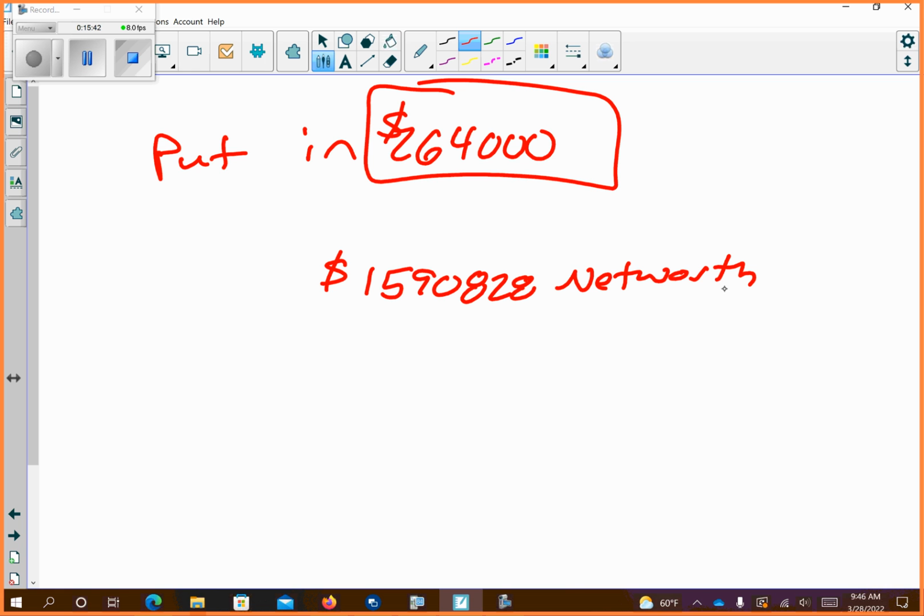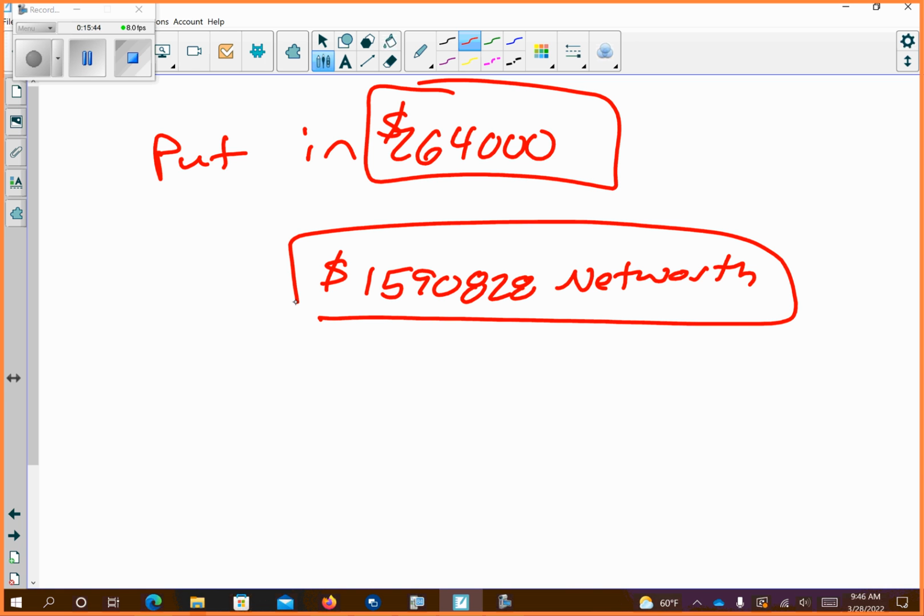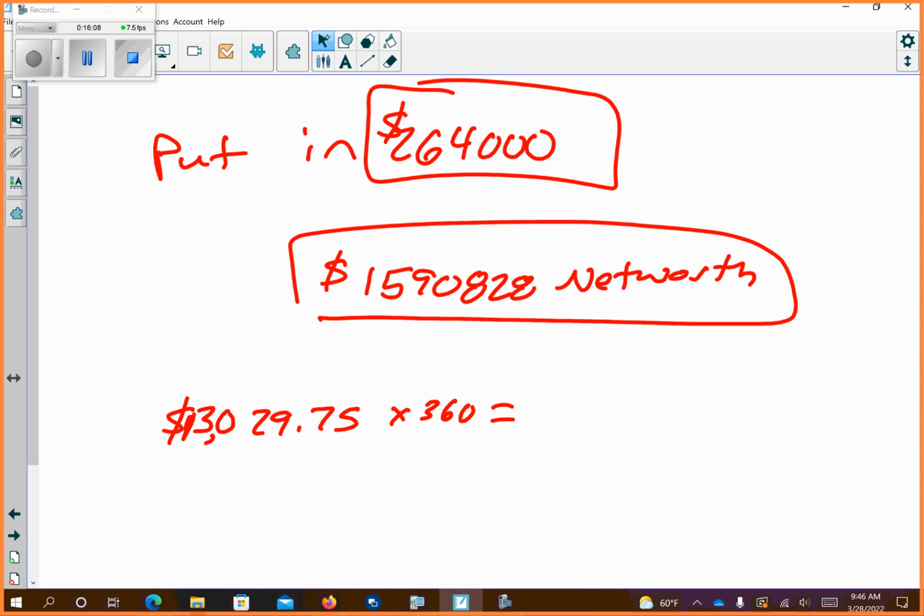Now, so this is what my net worth is. Now watch this. This is how much I'm going to get a month: $13,029.75. And I'm going to get 360 payments. Now, again, we aren't putting money in. Our money we put in, including the interest, is paying us back, but our money is going to continue to make interest because it's sitting in that account. We're just taking a paycheck from what we saved.